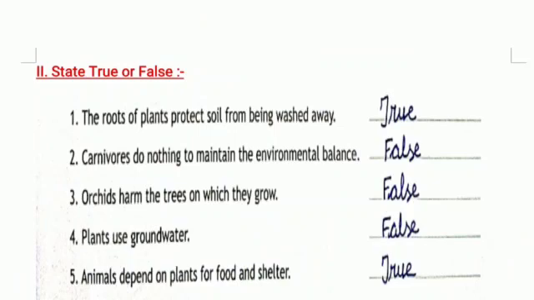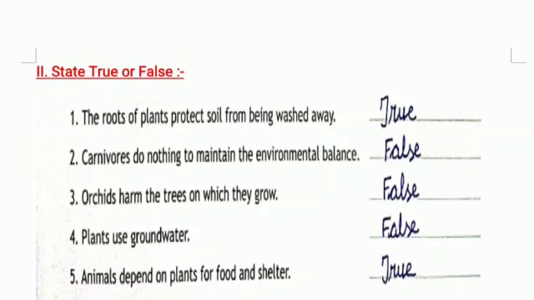Next, moving on to second Roman letter, state true or false. The roots of plants protect soil from being washed away. So the answer is true. Second one, carnivores do nothing to maintain the environmental balance. The answer is false. Carnivores actually help in maintaining the environmental balance. So we have learned that all the animals play an important role in maintaining the environmental balance.